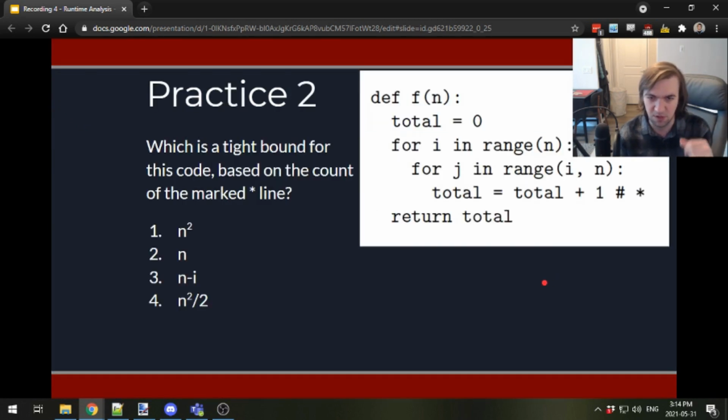Okay. Here is a practice problem for you to think about, and we'll talk about in class. Looking at this line of code here, total equals total plus 1. That's the one that's marked with an asterisk. What is a tight bound on this code based on the count of that line? In other words, when you do the steps that I showed you earlier, what do you end up getting for how many times this line of code runs? Is it n squared, n minus I, n squared over 2? Think about it, and again, we'll talk about it in class.